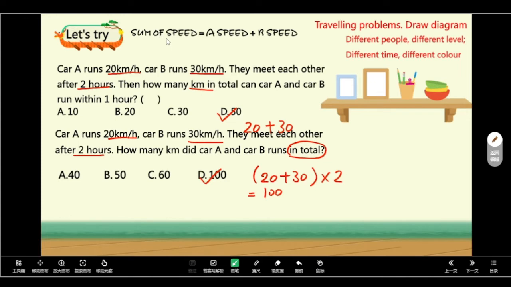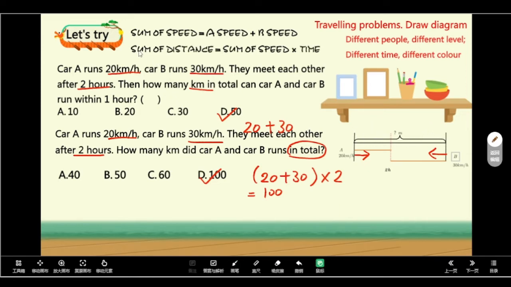Very good. And then we can find out this formula: if we need to find out the sum of speed, that is equal to the speed of A plus the speed of B. We can draw a diagram to help us to think about the question. If A needs to go to this side and B needs to go to this side, right? So we need to find the total distance. So we can know the formula is this.